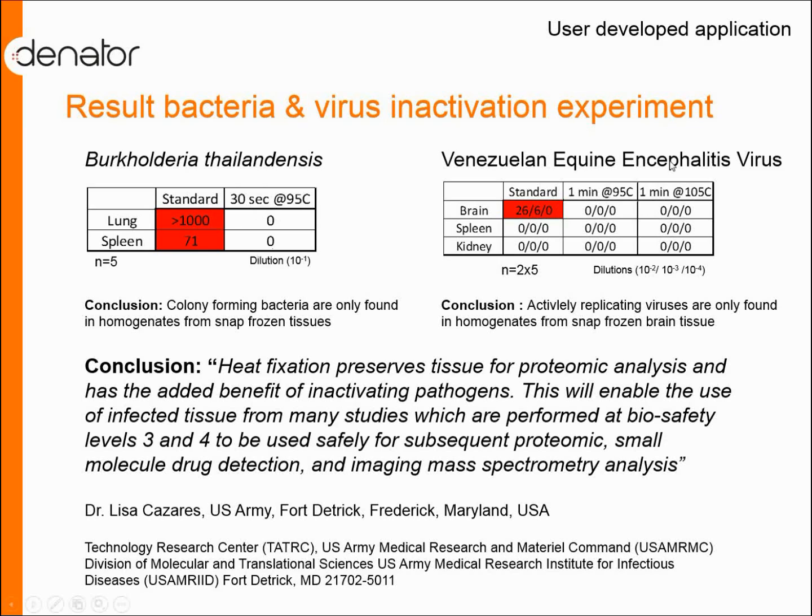The virus is very similar. Here we really see that this is an encephalitis virus, so it's alive in the brain. So in the snap frozen brain sample, this is the dilution series. Whereas in the spleen and the kidney, there is no activity because the virus is not replicating there. Whereas in the heat inactivated samples, there is no activity. There is no virus at all. So these results will be published shortly, and I think this is an interesting application for some niches.